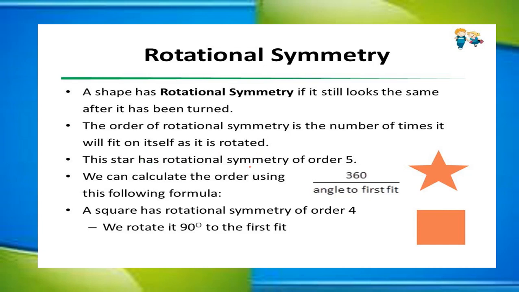And consider this star, as we have seen in the earlier slide. How many times are we rotating it? 5 times. That means we can calculate the order by 360 upon the angle of first fit. When this turns like this, how many times is it rotated? 1, then it comes here 2, then it comes here 3, 4 and 5 times. So 360 divided by 5 will be the angle of rotation.